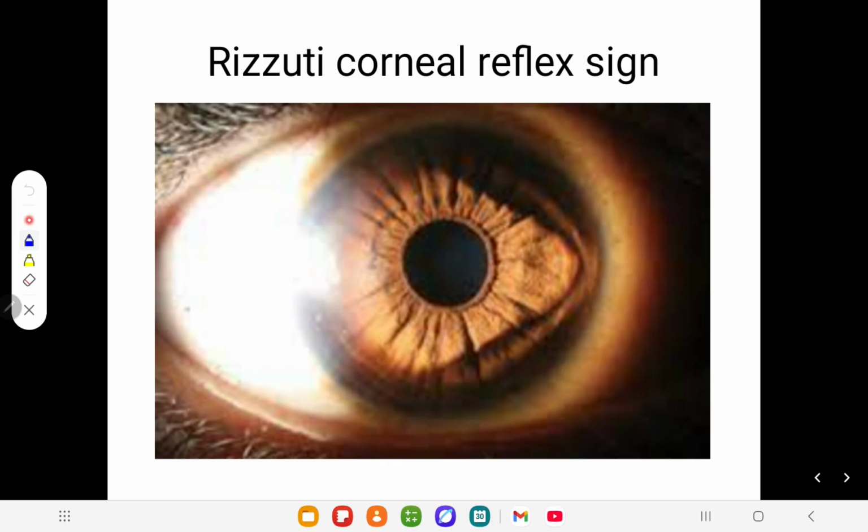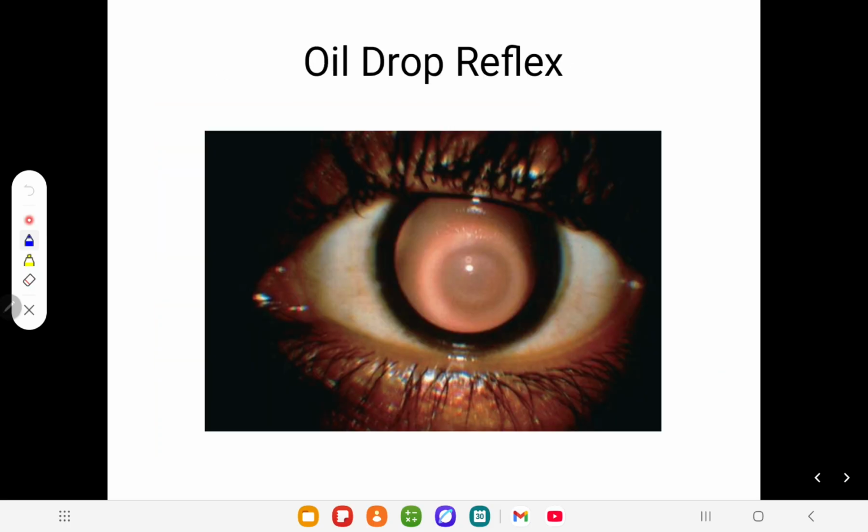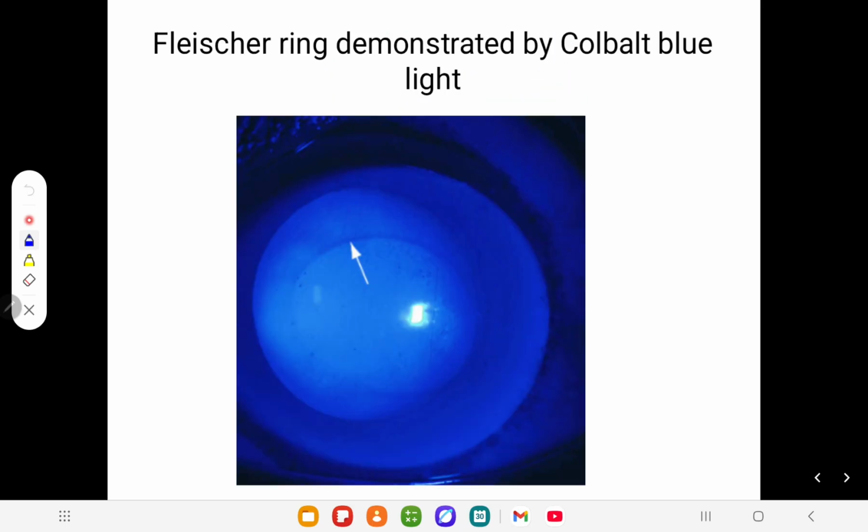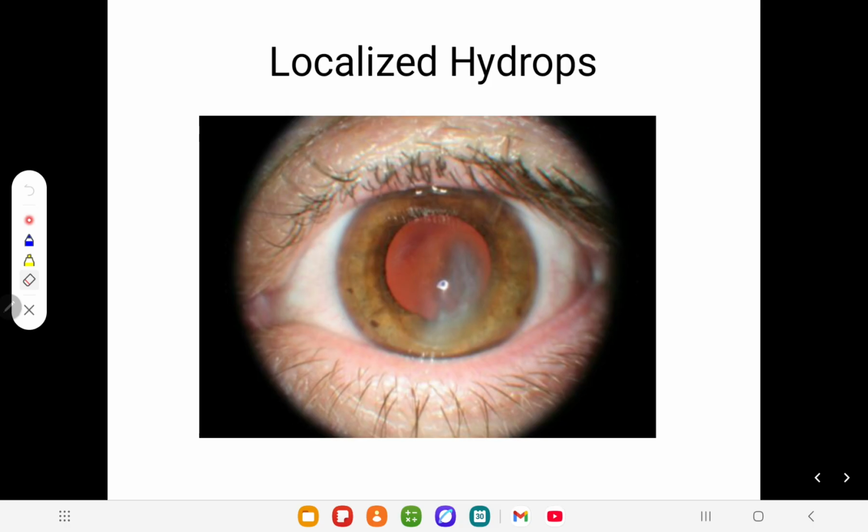Ritudic corneal reflex: just throw light from the temporal side, and there is one conical light beam shown on the nasal limbus. So that's Hud sign. World sign reflects, see, from the direct ophthalmoscope. Distant direct ophthalmoscope is very important to see the Fleischer ring in cobalt blue light. See this ring line. Can you see this line? Okay, so that's the Fleischer line, basically iron deposition. So localized hydrops. If there is localized hydrops, there is a scar you can see. So it's a very advanced stage.